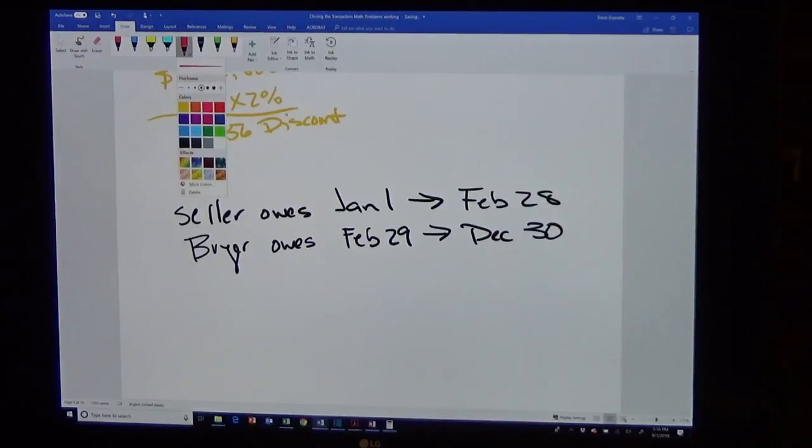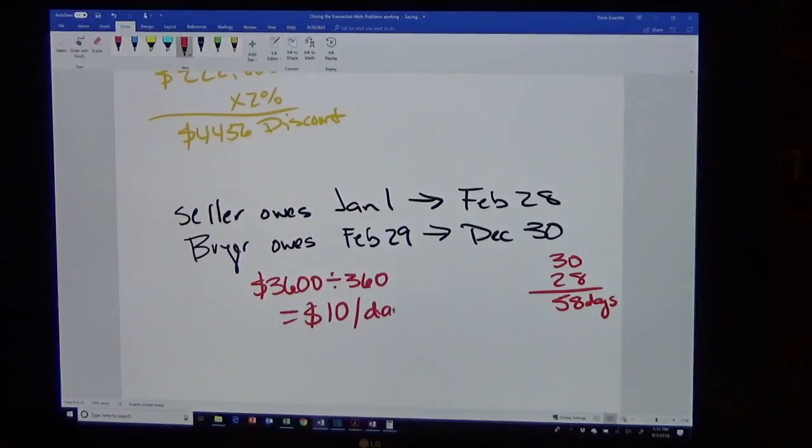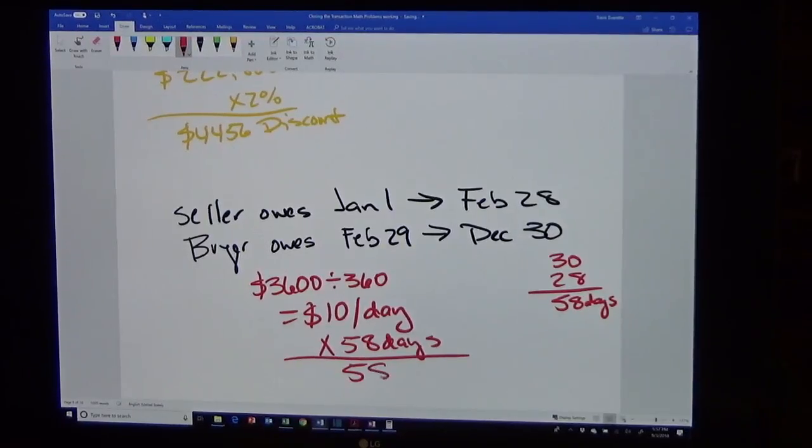We want to look at the seller side. The seller owes for 30 days in January plus 28 days in February. That's a total of 58 days. 58 days of seller taxes. Well, the annual taxes are $3,600. Divided by 360 is a very even $10 per day. Times 58 days is $580 for the seller. So the seller owes $580.